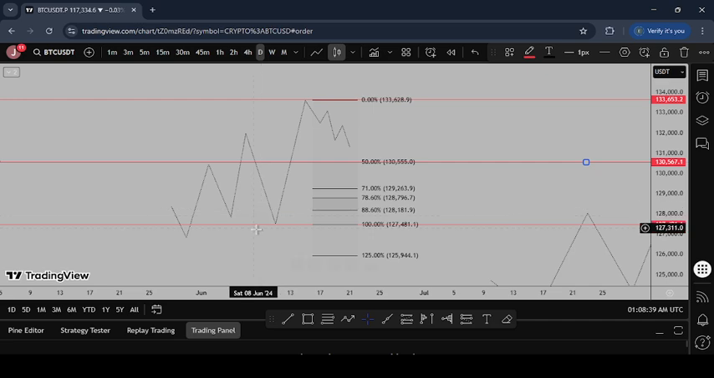So since we know that, we have now used our Fibonacci to divide our swing. Where do we want to take buy?